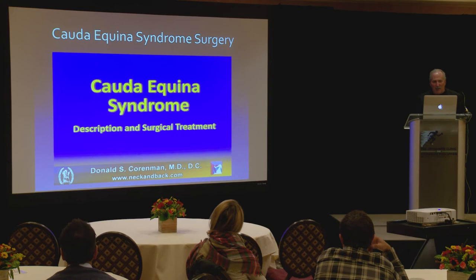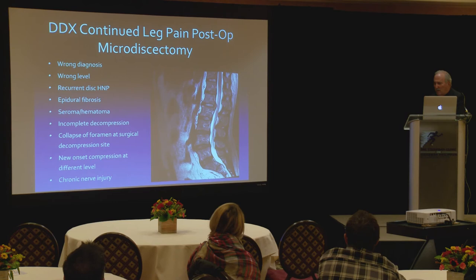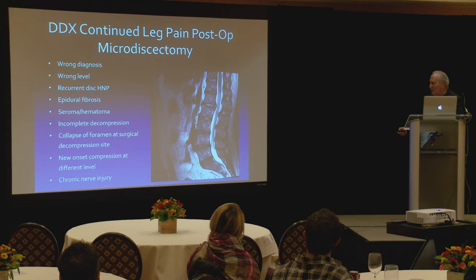So, what do you do to differentially diagnose continuous leg pain after a microdiscectomy? This is not an uncommon event. I have a website and a forum, and people write in all the time. The most common complaint is, I had a microdiscectomy, I still have pain, what's going on? So what can happen? Wrong diagnosis. If you thought it was an L5-S1 herniation and it was an L4-5 far lateral, they're not going to get any better. The wrong level is involved.